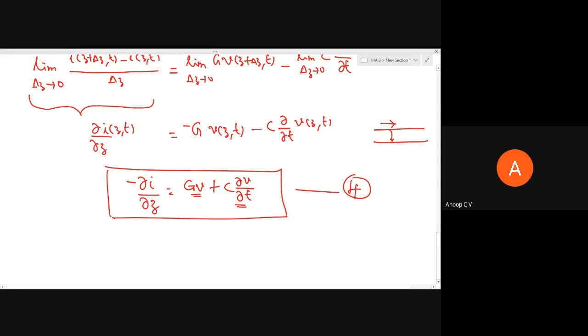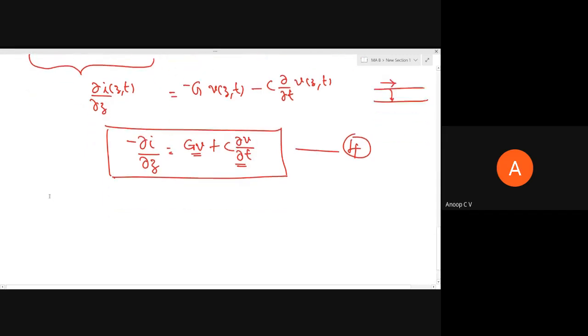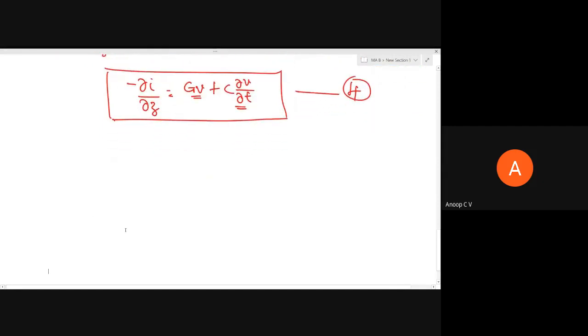So this is the telegraphist equation which implies the space rate of change of current. Again, these are coupled equations. What I need is an equation only in V or only in I. But for that, now that we have obtained this telegraphist equation, the further step is very simple. So meanwhile, I'll pause here for some time, and I would like to ask if anyone has any questions or doubts.